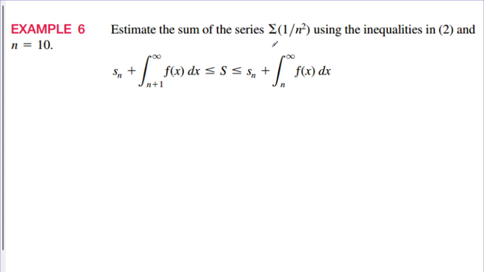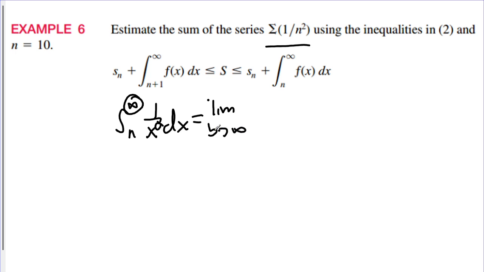So first we need to find a way to calculate this sum of the series. So we're going to write that as an integral from n to infinity of 1 over x squared dx. Again, because we're going to infinity, we have to write the improper integral, so that is the limit as b goes to infinity of the integral from n to b.